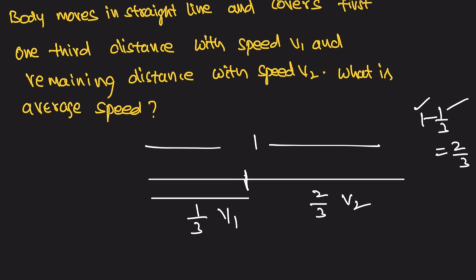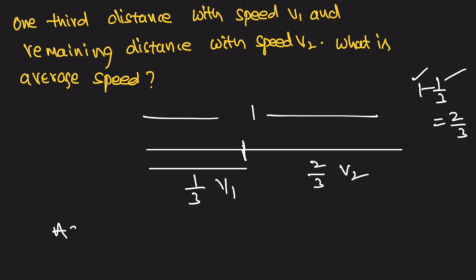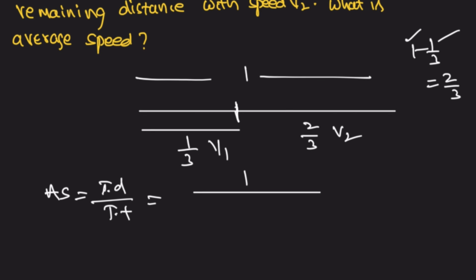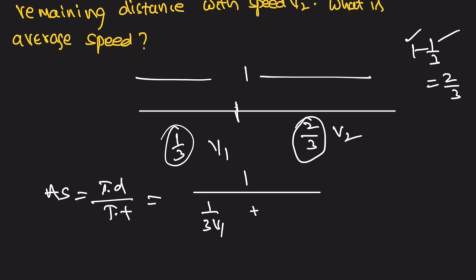Okay. So what is our speed? What is our speed formula? Total distance by total time. So what is the total distance here? 1 by, what is the time? So how many times here? 2 times. T1 plus T2. What is the time 1? So here distance is 1 by third and speed is V1. Now what is the time T2? Distance is 2 by third, speed is V2.